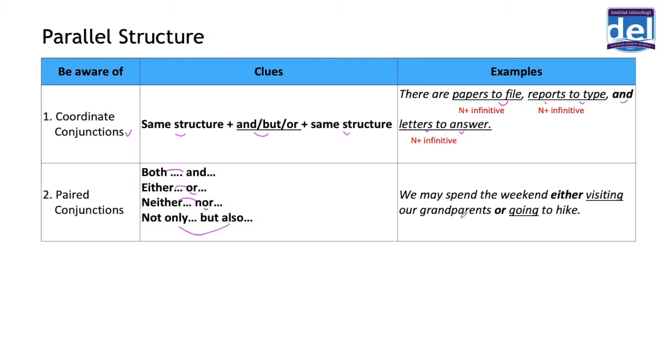Let's see the example here. We may spend the weekend either visiting our grandparents or going to hike. Here we've got paired conjunctions, either and or, which is correct. And we've got parallel verbs as well, written in verb-ing and verb-ing. So the sentence is correct and parallel.